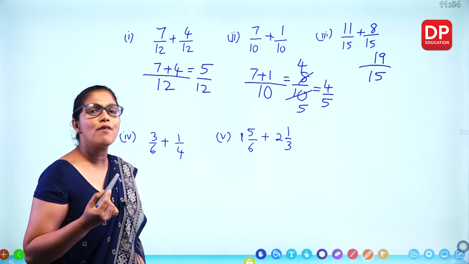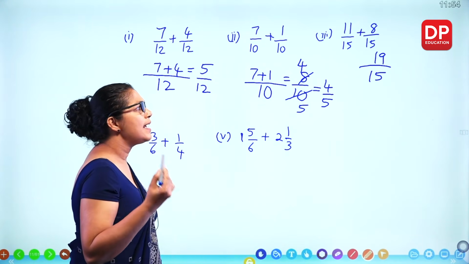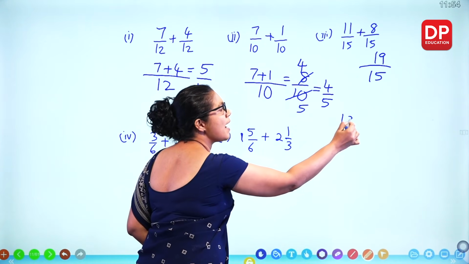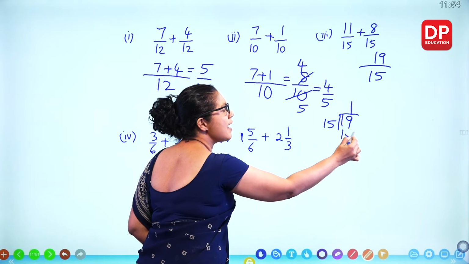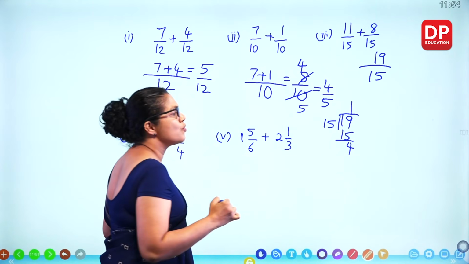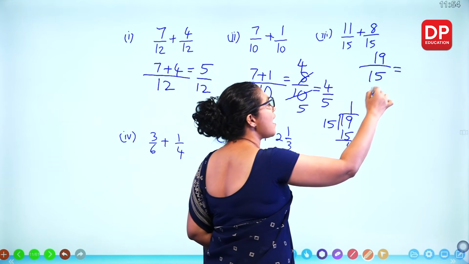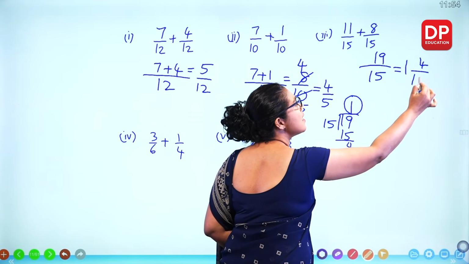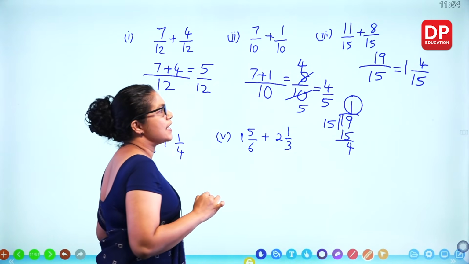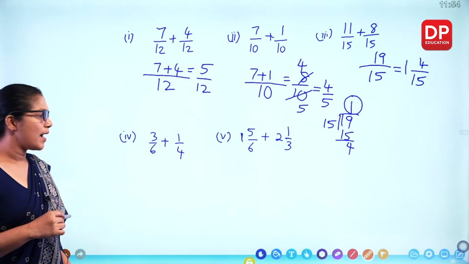So 19 over 15. So we can convert to a mixed number by dividing 19 by 15. So how many 15s for 19? 1. And what's the remaining part? You get 4. So instead of 19 over 15, you can write 1 full part and 4 parts out of 15. Now we'll look at the fourth part.